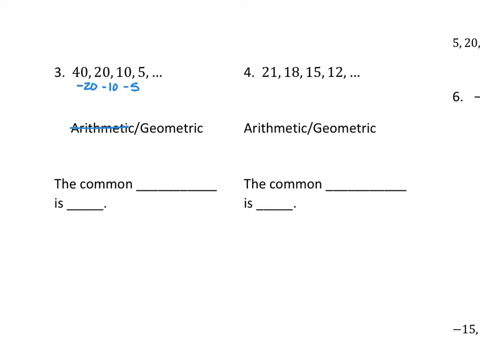To go from 40 to 20, I need to multiply it by a half, or divide by 2. From 20 to 10, I need to multiply by a half, and from 10 to 5, I need to multiply by a half. That makes this a geometric sequence that has a ratio of 1/2, because we're dividing by 2 each time, or multiplying by 1/2.